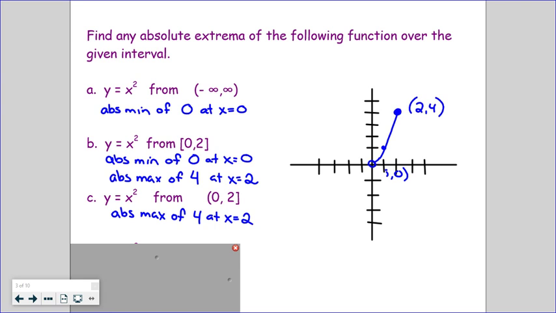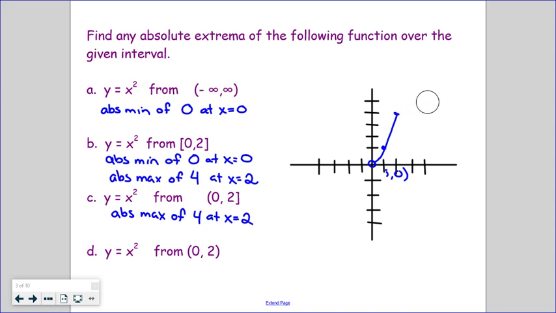Same point, I'll have a maximum at 4 at x equals 2. And then our last one, if I change that interval from 0 to 2, but it's an open interval, again, that would change this dot to an open circle. So now what are my absolute extrema? None, right? I don't have any absolute extrema, which is okay.